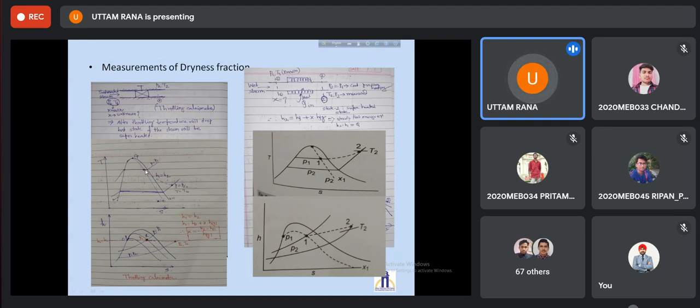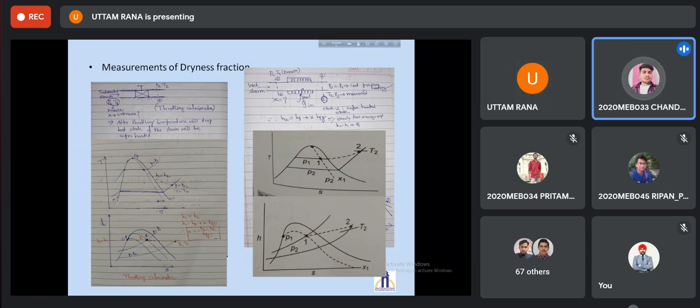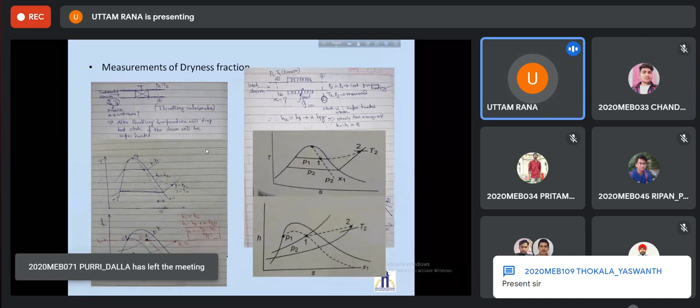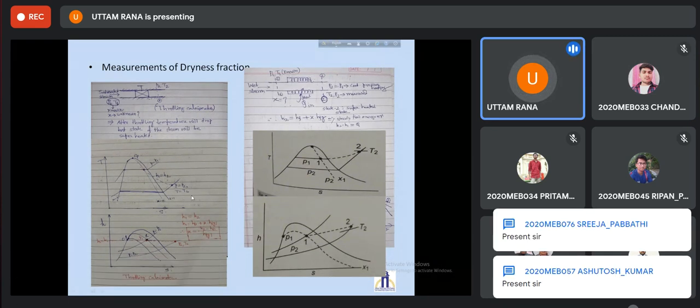If you throttle it, you can see this is connected with a dotted line, not a continuous line. Can you tell me why it is dotted? Why should it not be a continuous line? Because it is an irreversible process. All the processes on the TS diagram are basically quasi-equilibrium processes. Because this one is irreversible, that's why it is dotted.